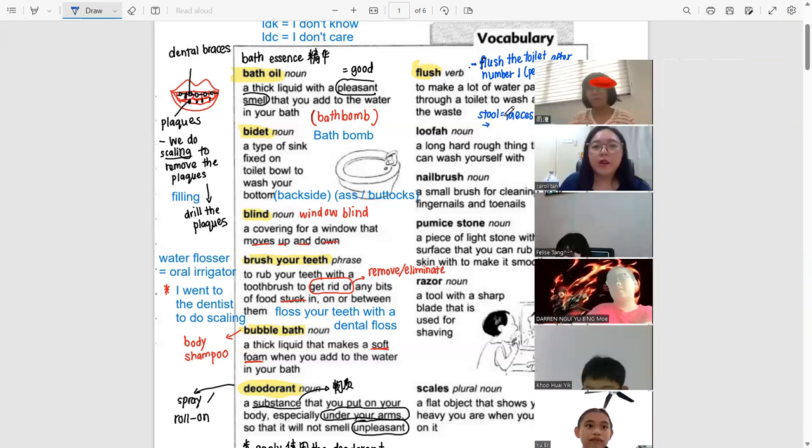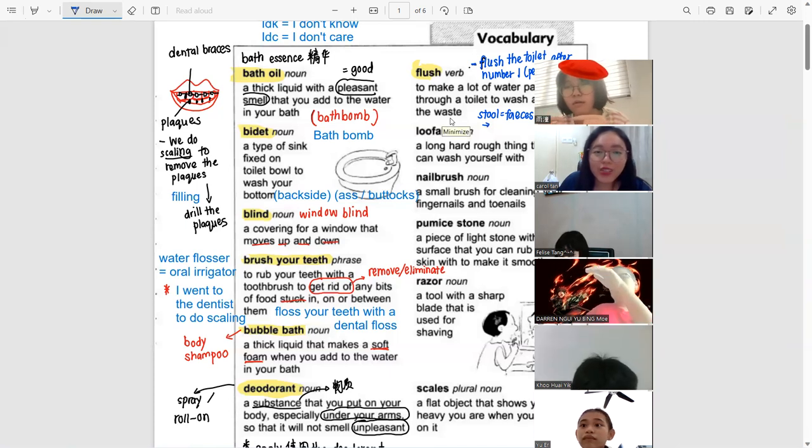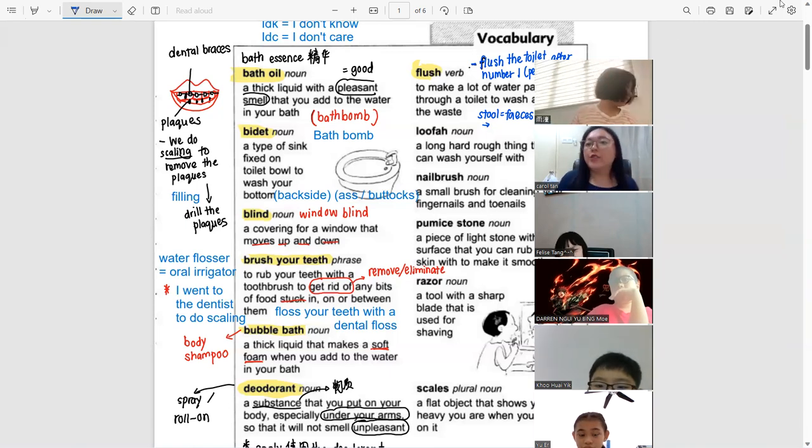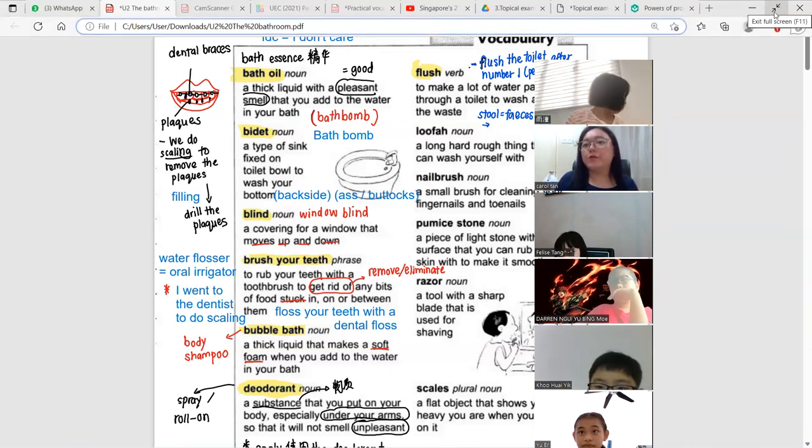We use the brush. Can you say, teacher, I heard a cuss word called shit. Yeah, I know. I say it because if I say stool or feces, maybe you all don't understand. So I use a very simple word called shit. So what do we use?